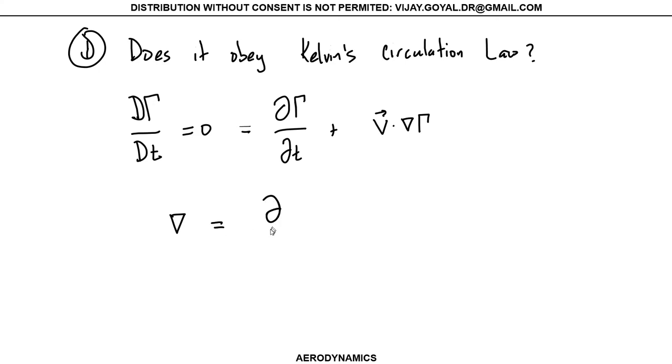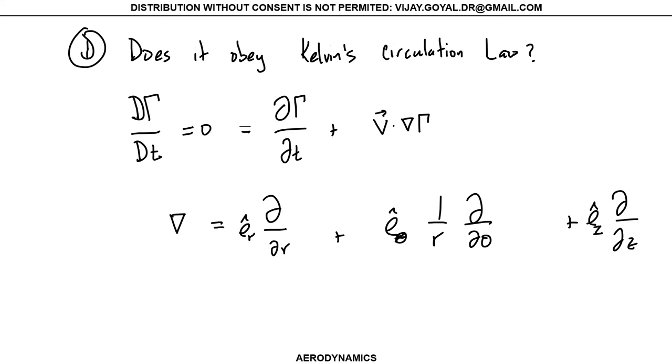gradient is equal to partial of e_r partial of r plus e_theta, 1 over r partial of theta plus e_z partial of z. So if I put gamma there, then gamma goes here, and gamma goes here, and gamma goes here. And we found from our problem that gamma was equal to 2 pi omega r squared, that's the circulation. So this term right here becomes 4 pi omega r.